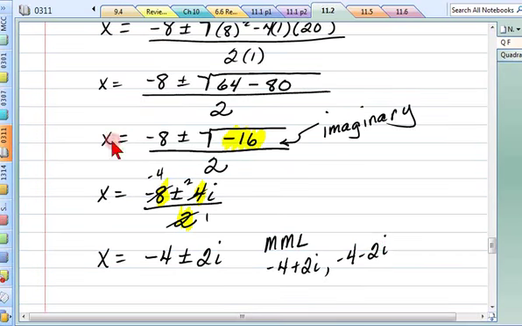When you get to this stage in your quadratic formula problem, you look at the radicand. If it's a perfect square, you're going to get 2 rational answers. If it's 0, you're going to get 1 answer. It's really a repeated answer. If it's not a perfect square but it's positive, you're going to get irrational answers. If it's negative, you're going to get imaginary answers. In college algebra, you'll talk more about that.